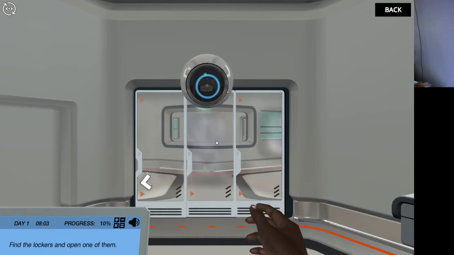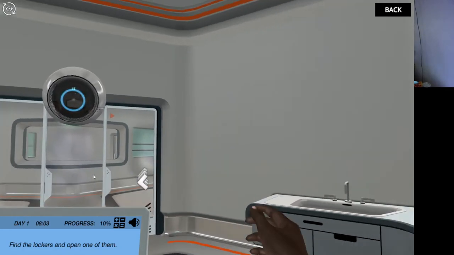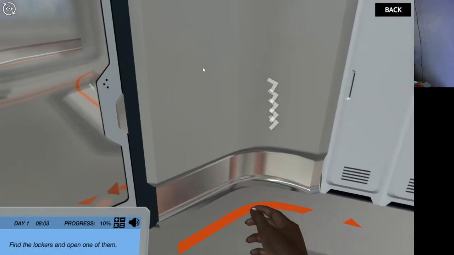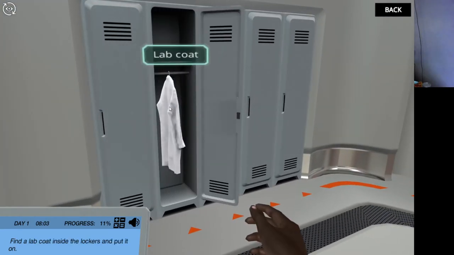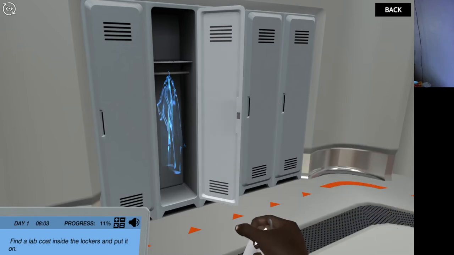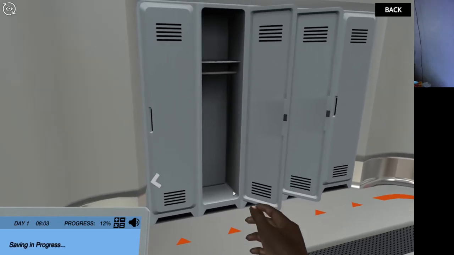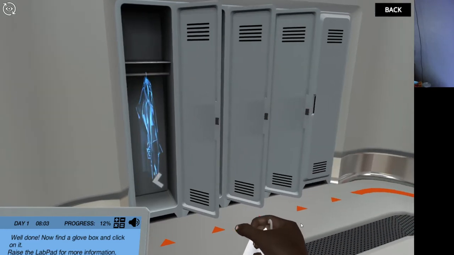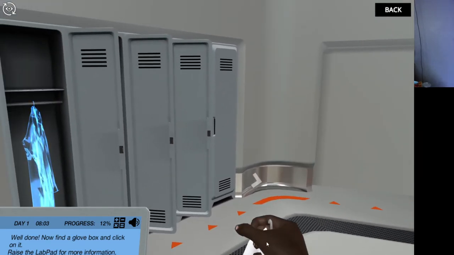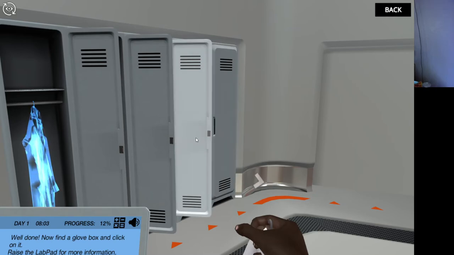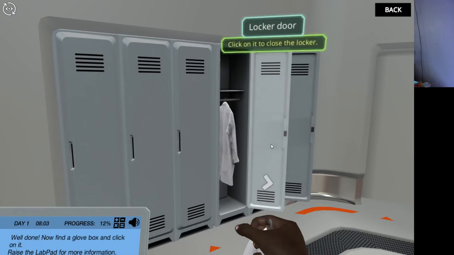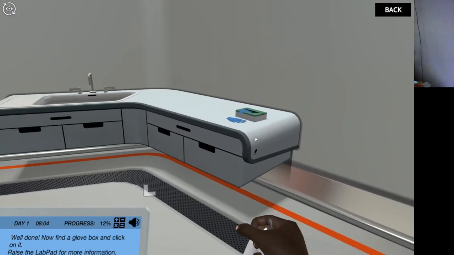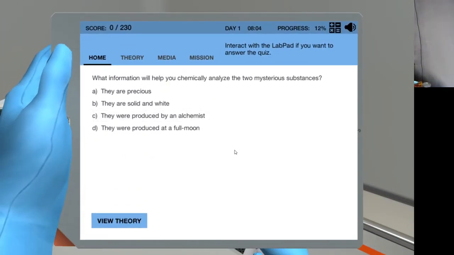Find the lockers and open one of them. Okay. Also, it's a drag kind of game. Find a lab coat inside the lockers and put it on. Lab coat. Well done. Now find a glove box and click on it. Another lab coat. Click on the lab pad for more information. What information will help you chemically analyze the two mysterious substances?